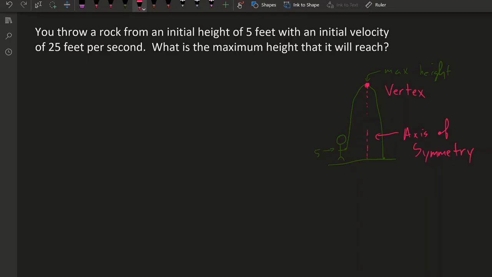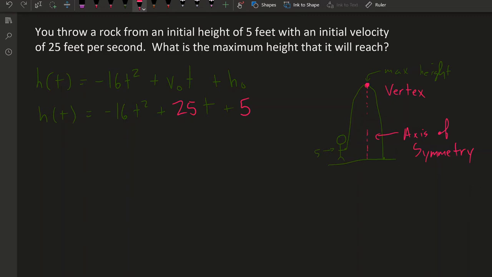So let's go ahead and set up the equation. The height after t seconds is equal to negative 16t squared plus v0t plus h0. Filling in some of those values, h of t is equal to negative 16t squared. I know that the starting speed is 25 feet per second, so plus 25t plus I know that the starting height is 5. Now I have my equation in standard form.